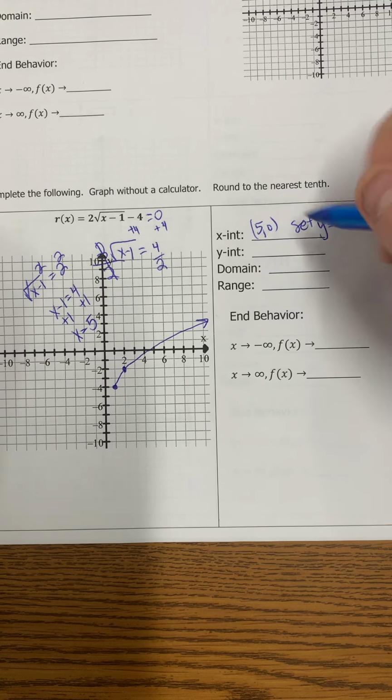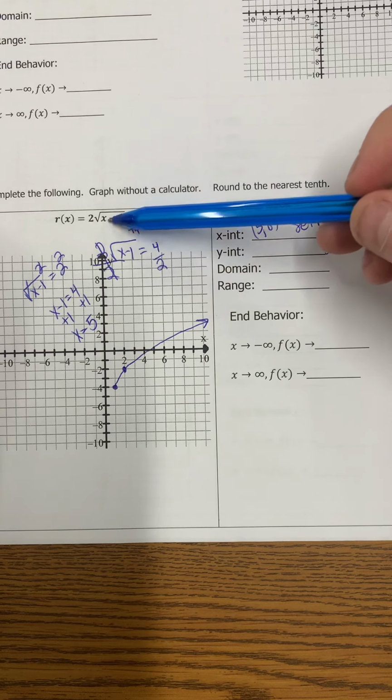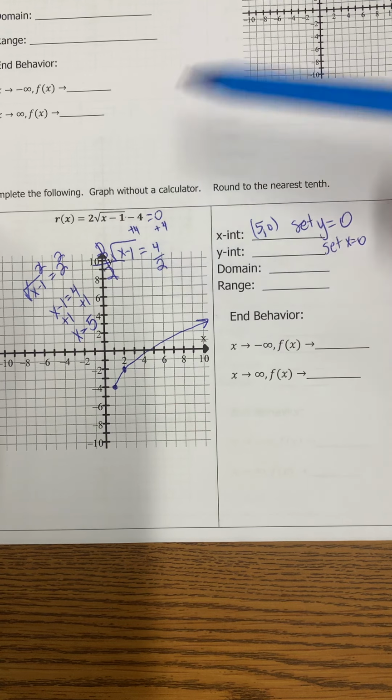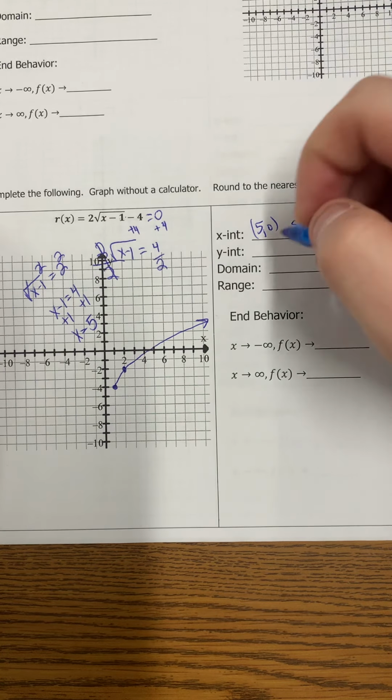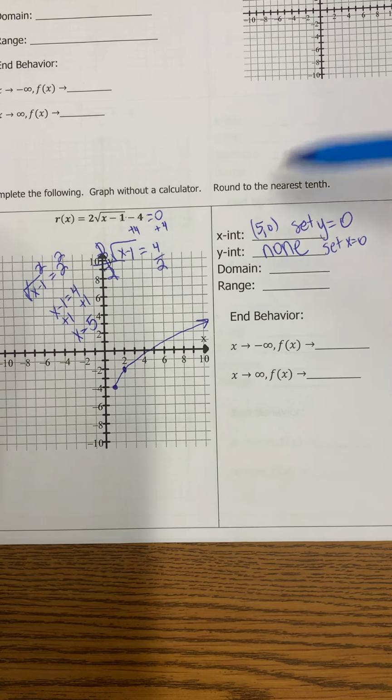To find the y-intercept, we would set x equal to 0. So if we plug in 0 right here, we get the square root of 0 minus 1, which is the square root of negative 1, which is not possible in the set of real numbers. So we have no y-intercept. If you were to type that in a calculator, you would get a domain error.